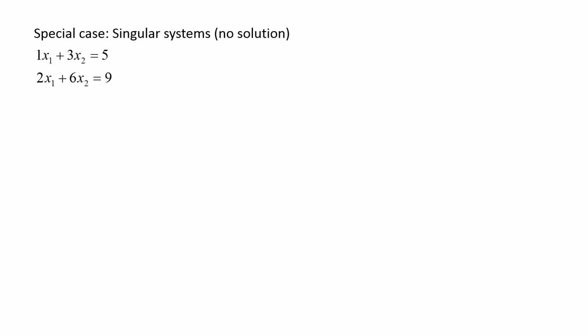these systems singular. Here we have the same two linear equations, except the constant on the second equation has been changed from 10 to 9. When we solve both equations for x2, we find that the slope is the same for both equations, negative 1/3, but the y-intercepts are different. For the first equation, the y-intercept is 5/3, and for the second equation, the y-intercept is 3/2.